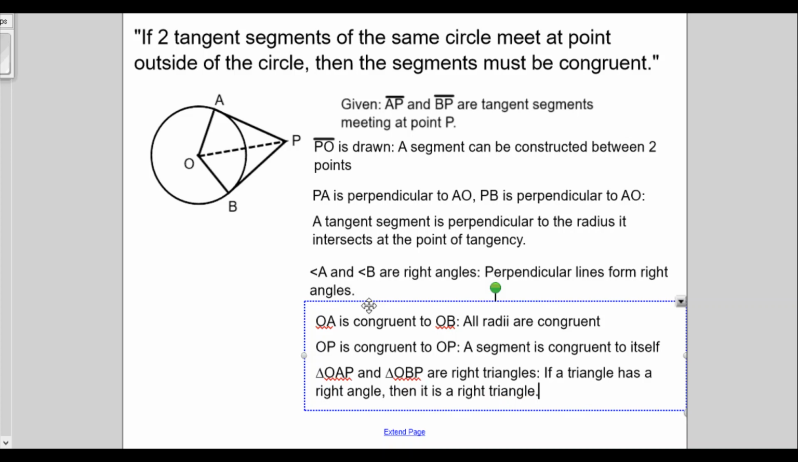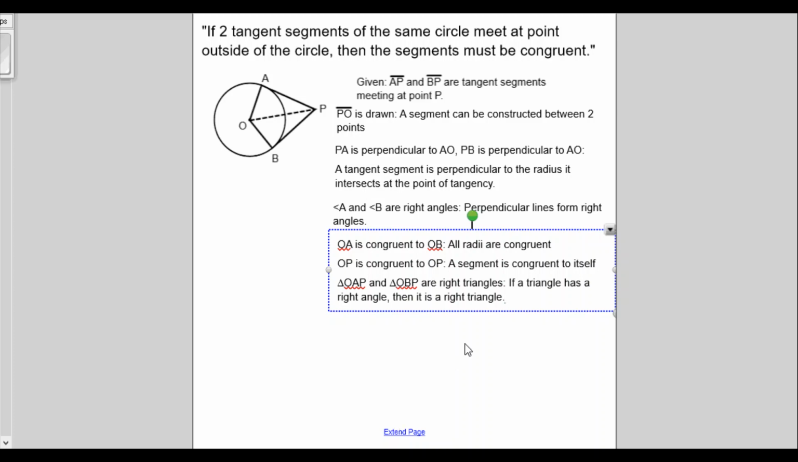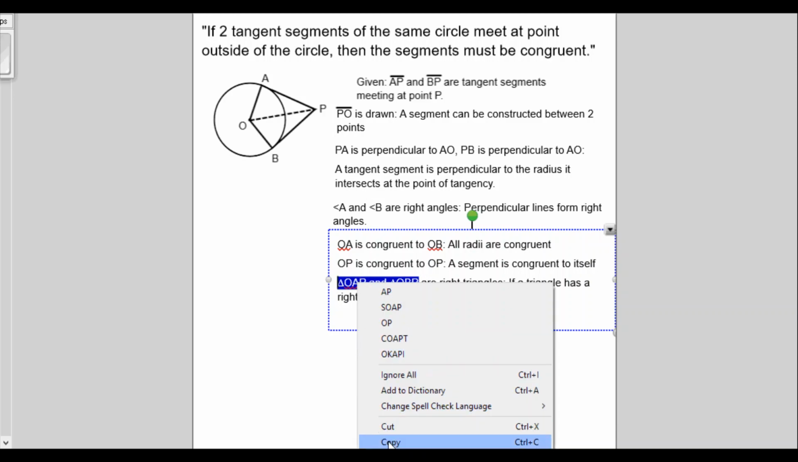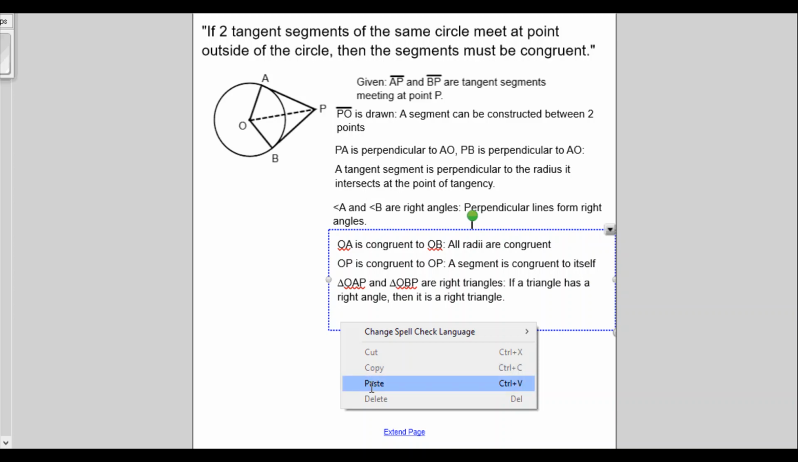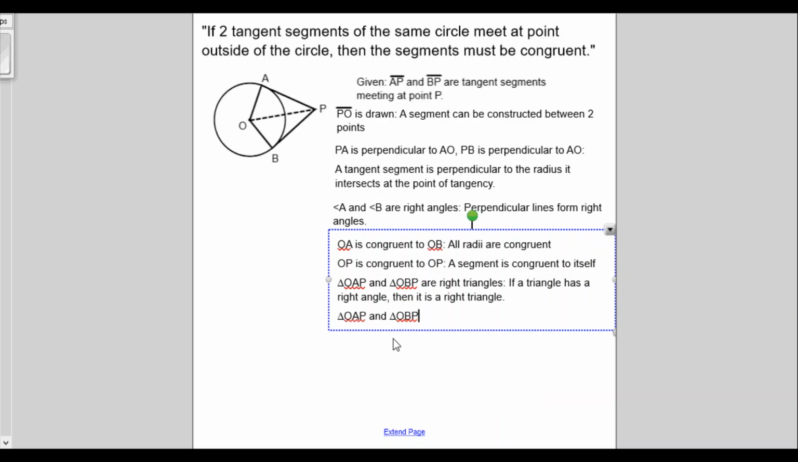So what's it leading to? Well, here's the thing. What this leads to now is that we can say triangle OAP and triangle OBP, I'm just going to copy this because it's easier, and I'm going to put the congruent symbol between them, are congruent. And our reason would be hypotenuse leg.